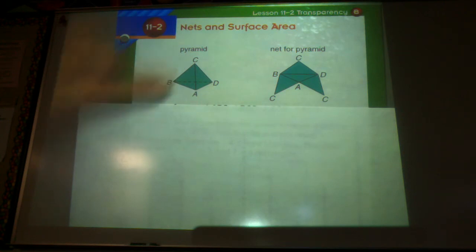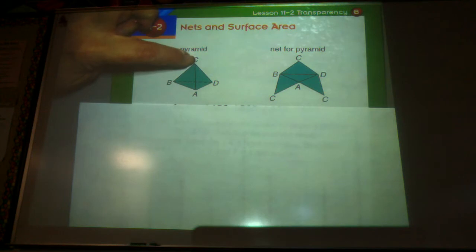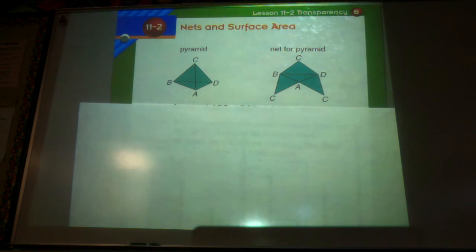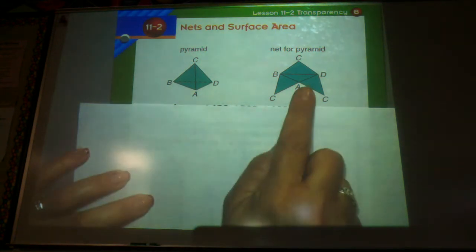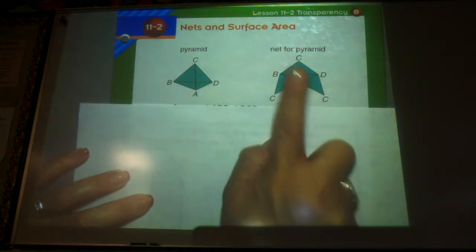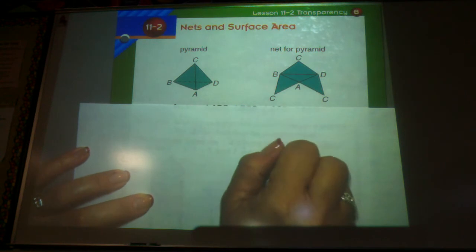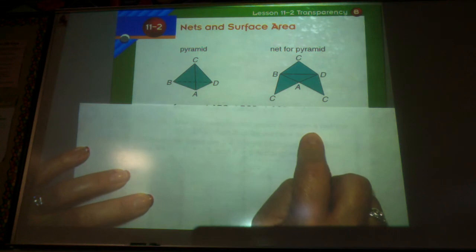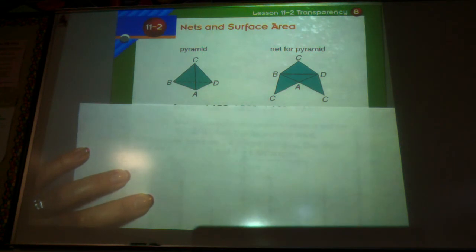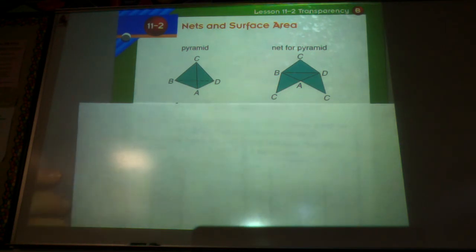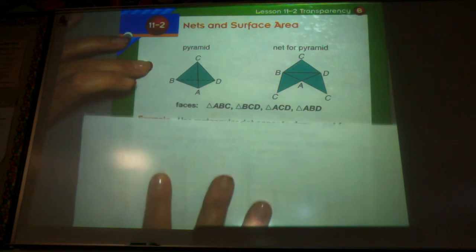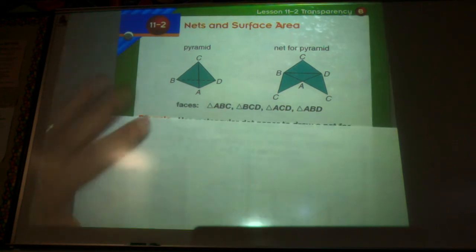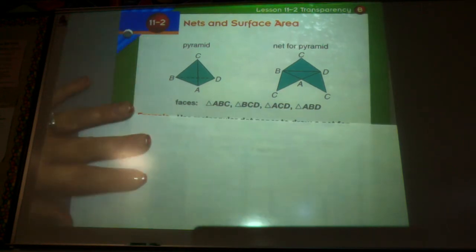And so all they've done is taken this point at C, and they've cut here, they've cut here, and they've cut here, and then they've laid it open, kind of like opening a flower. And so this is the net, and the net shows all four faces on that solid. And in this particular net, all four faces happen to be triangles. And so one of the questions they're going to ask you is to name all the faces.